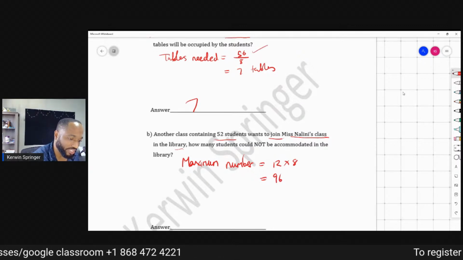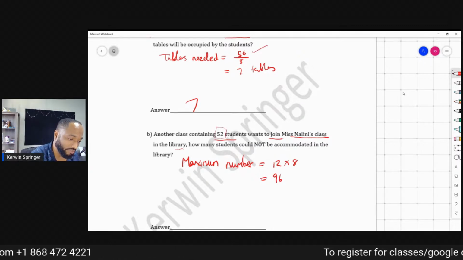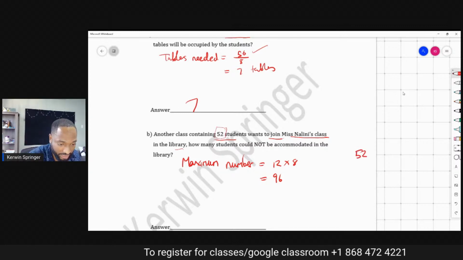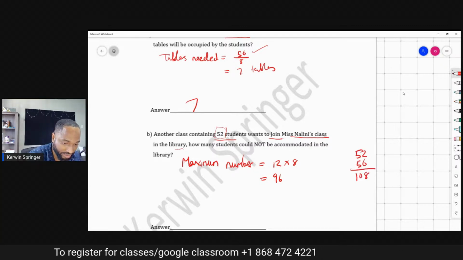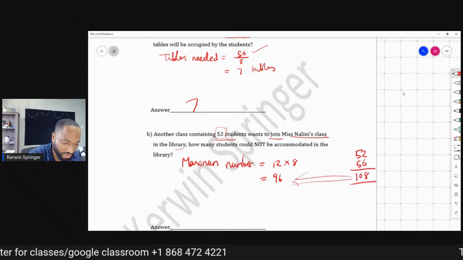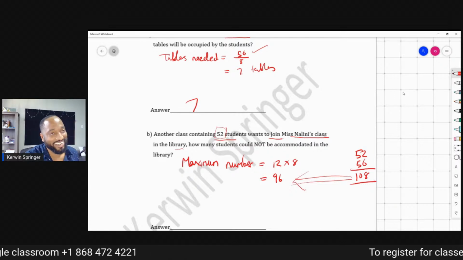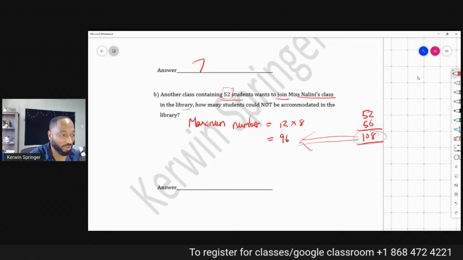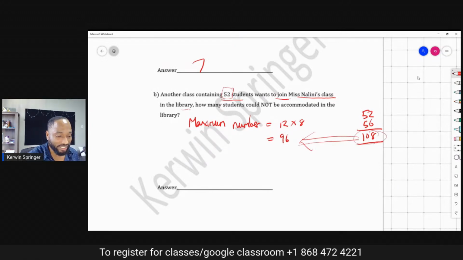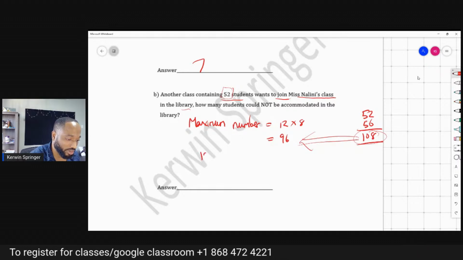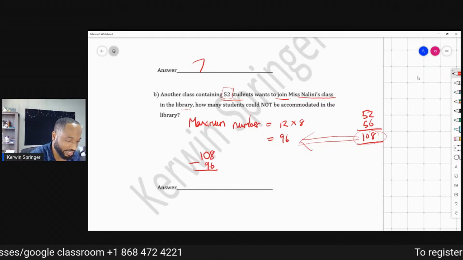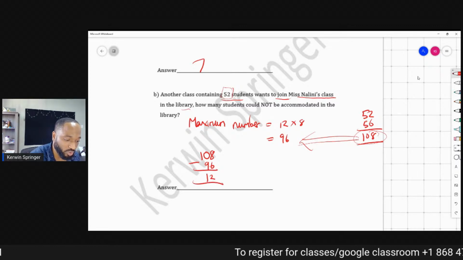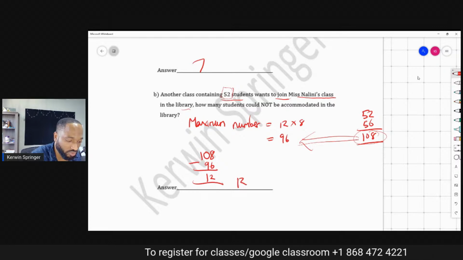But we already have 56, and you come in here with your 52 next class. So 52 plus 56 is 108. How many students are going to have to stand up outside? If 108 is how many students in all, but the library could only take 96, well, let's do a little subtraction. 108 minus 96. It seems to me that 12 of you all will be out in the cold. 12 students.